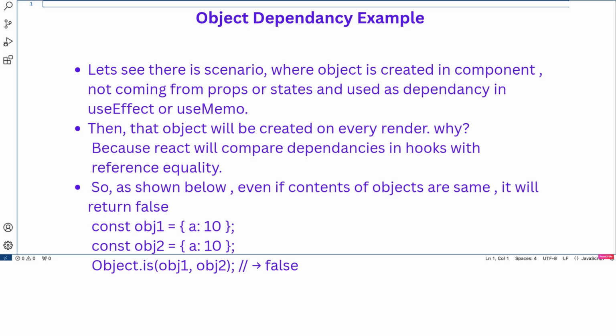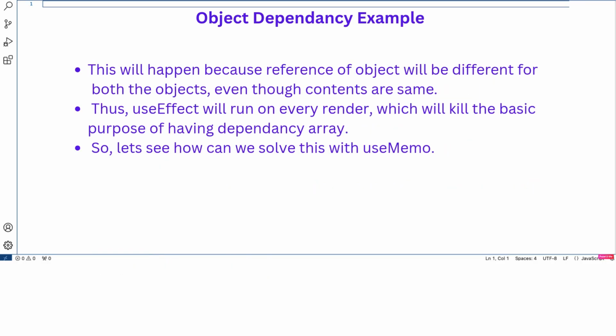Let's see the object dependency example. Let's say there is a scenario where an object is created in the component, not coming from props or state, and used as a dependency in useEffect or useMemo. Then, that object will be created on every render. Why? Because React will compare dependencies in hooks with reference equality. So, as shown below, even if the contents of the objects are the same, it will return false. This will happen because the reference of the object will be different for both objects, even though the contents are the same. Thus, useEffect will run on every render, which will kill the basic purpose of having a dependency array.